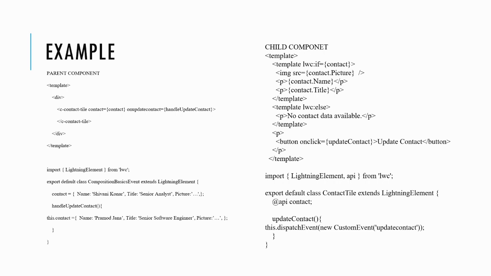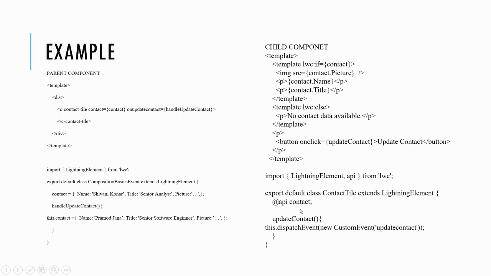Here is one code snippet. We have two components: a parent component and a child component. In the parent component we have one property, or field, named contact, which is an object with name, title, and picture, and then we have one method. In this parent component, we have one child component embedded, contactTile, in which we are passing the value of contact using the merge syntax.